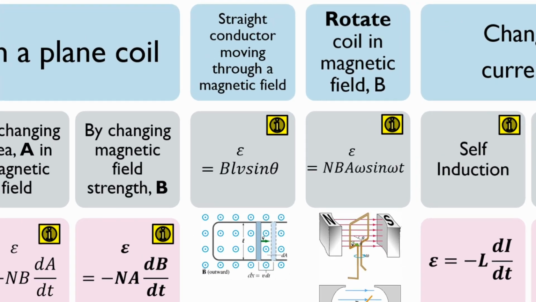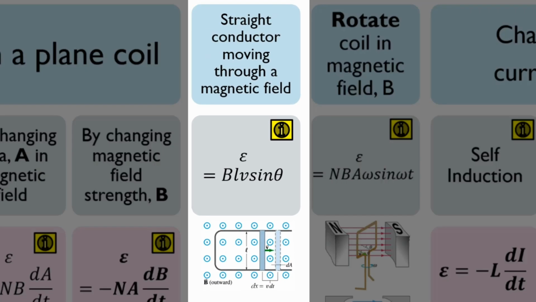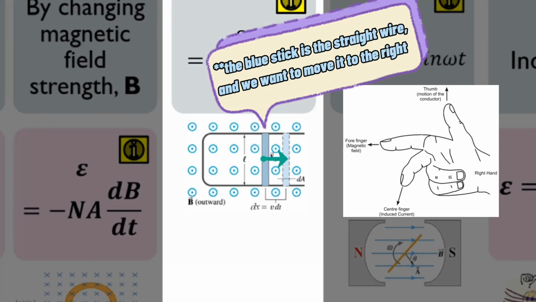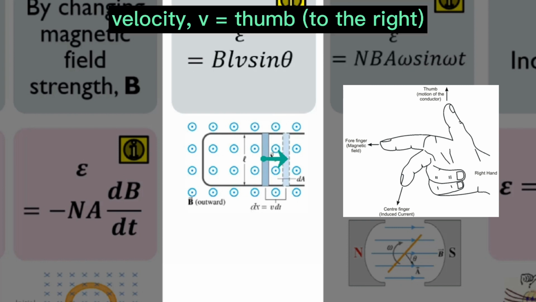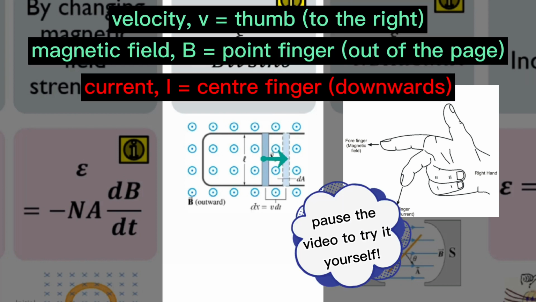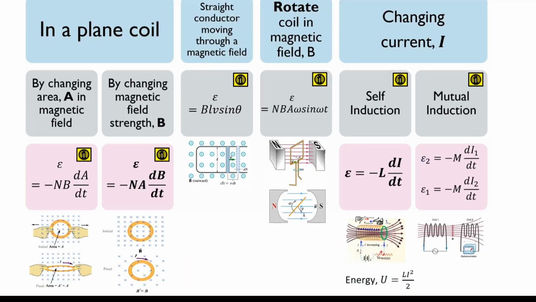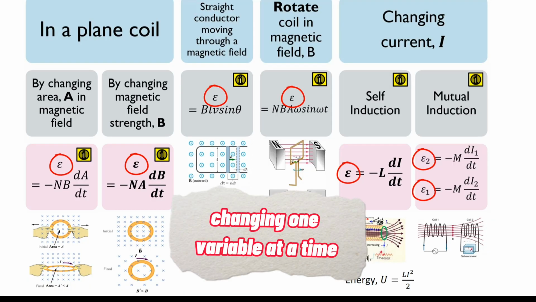In the first video after this, I'm going to explain how EMF is induced when a straight wire is moving through a magnetic field. If you look at the green arrow here, you can use the right hand rule to determine the direction of the induced current. In this situation, velocity goes to the right, magnetic field goes out of the page, hence the current goes downwards. So basically, Chapter 5 is all about induced EMF, but by changing one variable at a time.